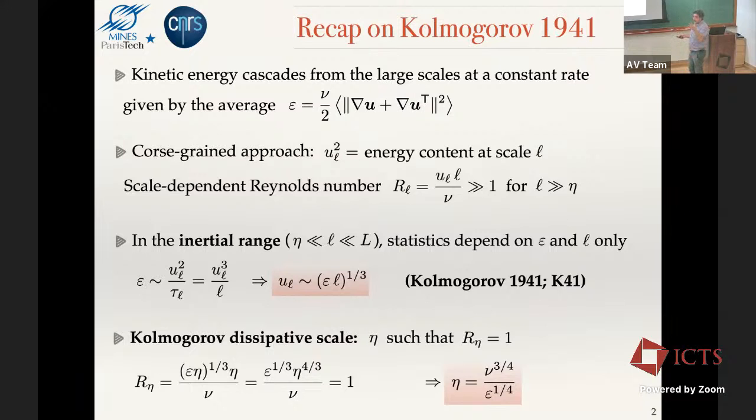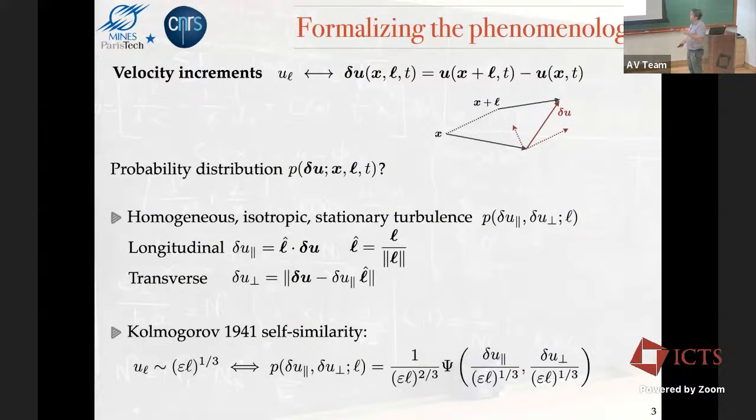Now there are some arguments which try to address this phenomenology in a theoretical manner. To formalize a bit, instead of thinking about a typical velocity at a given scale, people usually consider what are called velocity increments, defined as the velocity difference over a given separation of length L.